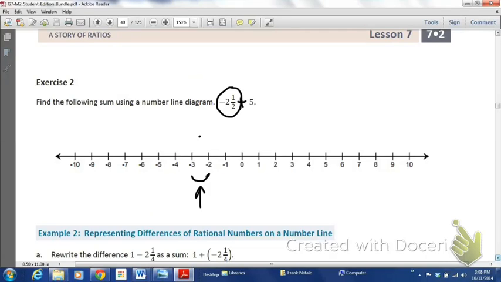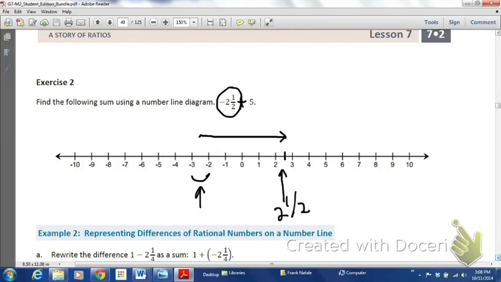So yeah, we're going to put the tail of the arrow there, and then we're just going to go up 5. So right there, that's 1, 2, 3, 4, 5. We're going to go up 5. So we end up right there at a positive 2.5. And that's 2.5 there.